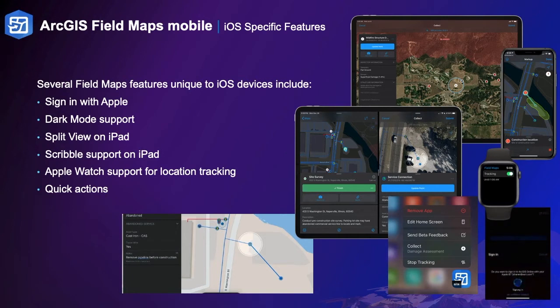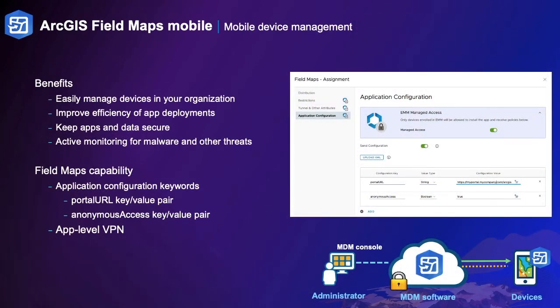We've also supported Apple Watch and other wearable devices for location tracking, so you can now start and stop tracking directly from your wrist. We support a number of different MDM solutions within Field Maps. Now, if you're not familiar, MDMs allow you to easily manage your organization's devices and the software on those devices. This really improves the efficiency of app deployments and keeps not only your apps, but also the data in those apps secure. Field Maps has a number of different configuration keywords that are available, so as you deploy Field Maps through an MDM, you can configure that deployment in various ways.